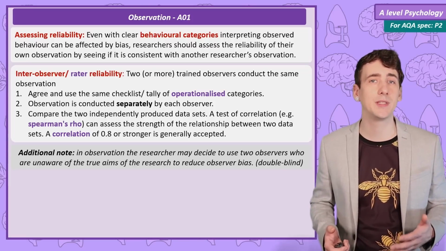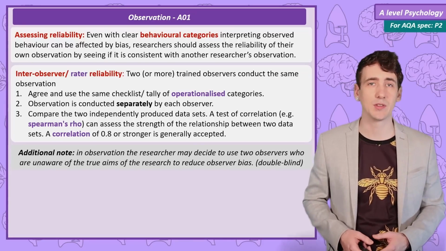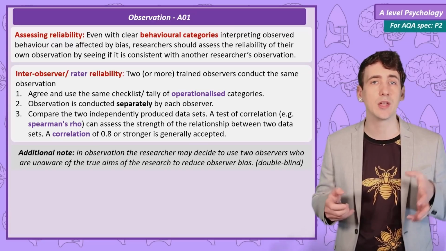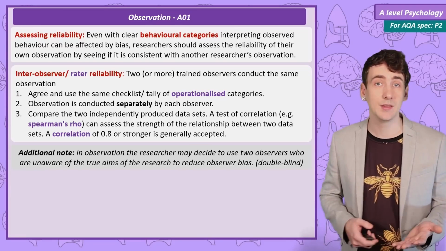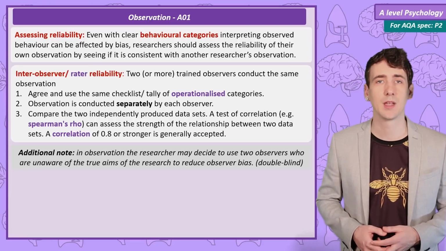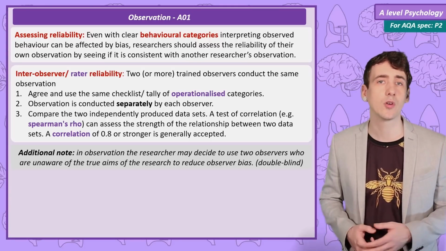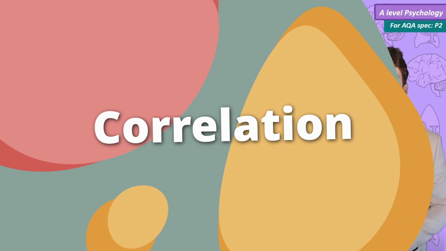And we're going to learn more about this particular test much later in the research method section. But for now, all you need to know is it's used to test the strength of a relationship between two sets of data. In this case, observation results. And most researchers would accept a correlation of 0.8 or stronger as showing the results are reliable.